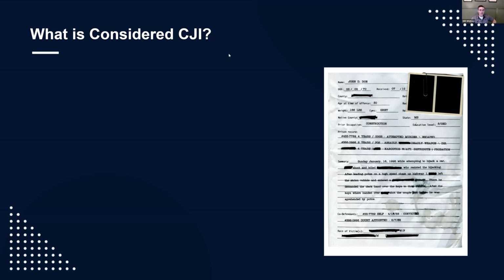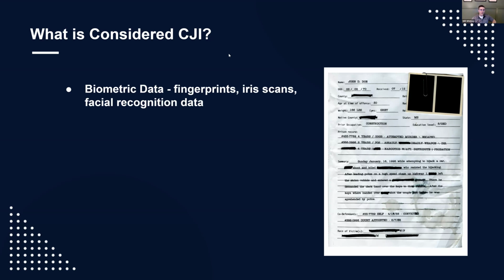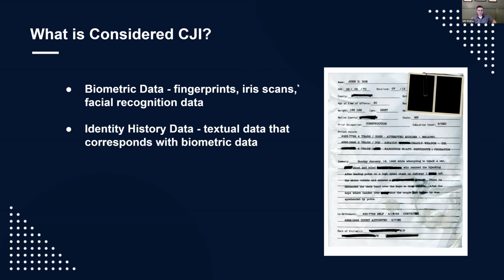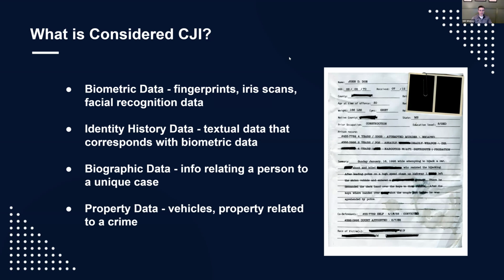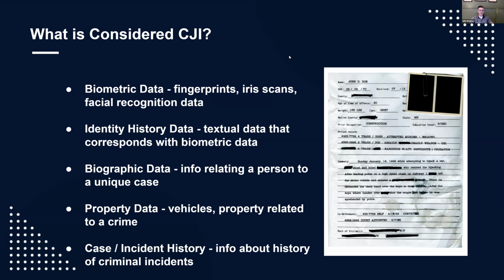So some of the requirements, or what is required: CJI is biometric data. So things like fingerprints, facial recognition, identity history, and any textual data that ties into this data, biographic data relating to a specific case about a person, and then property data related to a crime. So it has to fall into a specific case and incident history, so information about criminal incidents. CJI has to fall into this particular data.